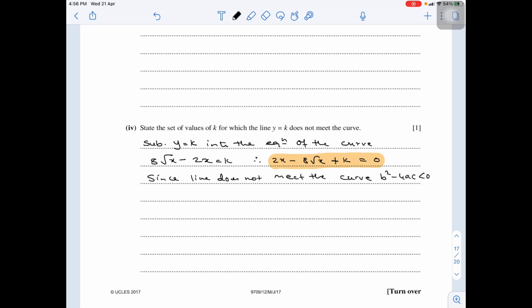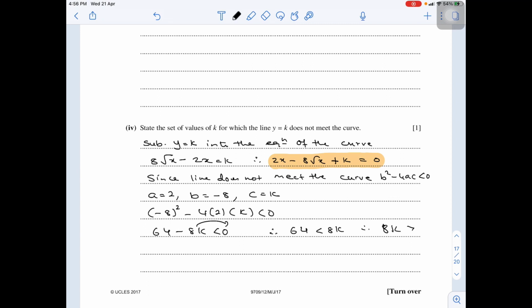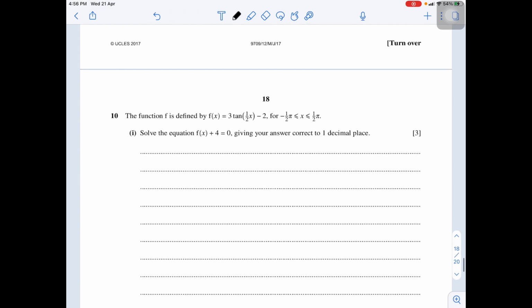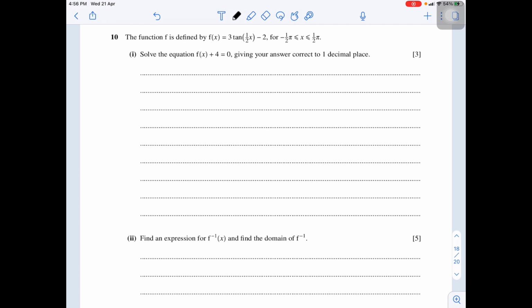Now we have seen by substituting that square root of x is t, so x becomes t squared. If we compare this with ax squared plus bx plus c, a is 2, b is negative 8, and c is k. So b squared, negative 8 squared, minus 4 times 2 times k is less than 0. 64 minus 8k is less than 0. Sending 8k to the other side, 64 is less than 8k. That's easier when I write it like this: 8k is more than 64. Divide both sides by 8. So k is more than 8.